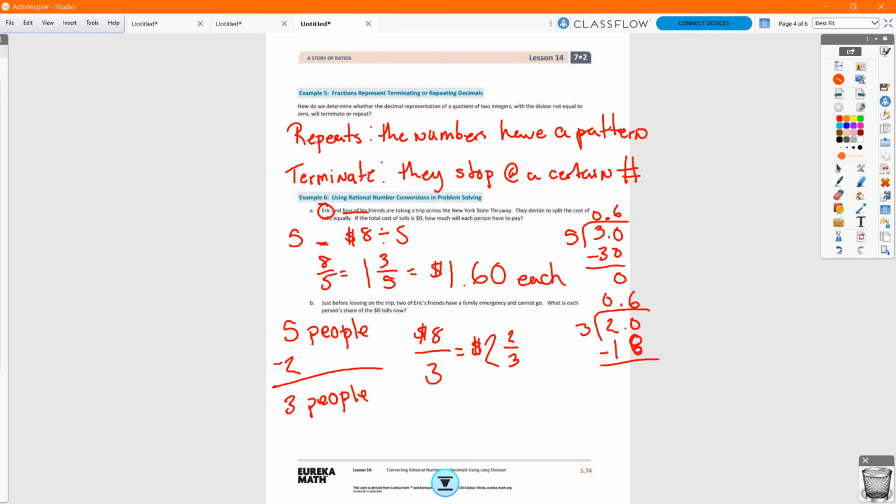We subtract. 20 minus 18 is 2. Add a 0, drop it down, that's 20. 3 goes into 20 6 times. Again, we get 18, and we get 2. We see a pattern of 2 showing up. So that means each person is going to have to pay approximately $2.66 repeating. Somebody's going to have to round up, and it would be approximately $2.67 per person to go through the tolls. All right, and that would be the way that works out.